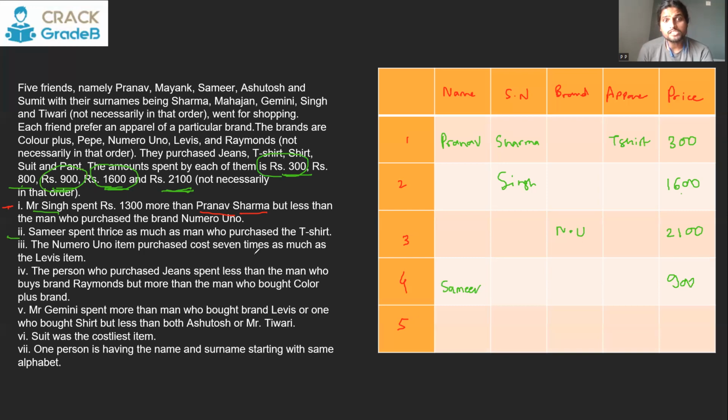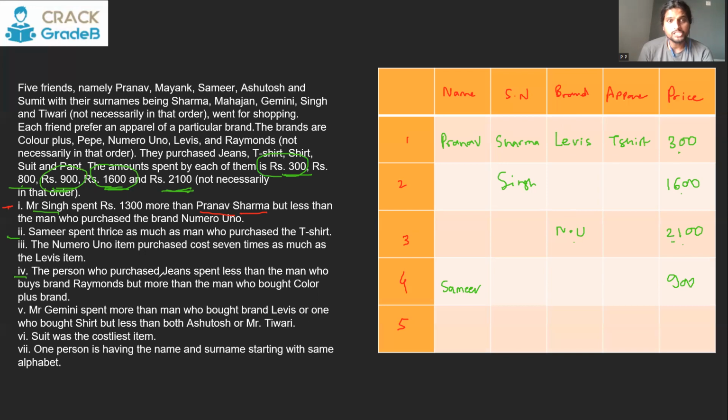The Numero Uno item purchased costs 7 times as much as the Levi's item. Numero Uno is already 2100. It is 7 times 300. That means the item of 300, the brand is Levi's. Numero Uno is 7 times Levi's.